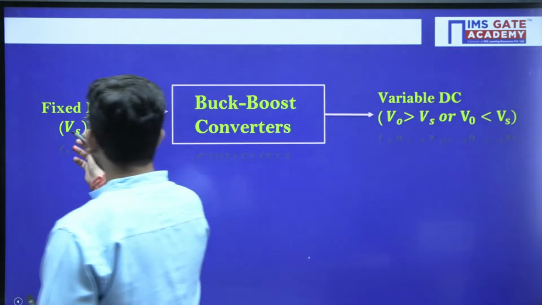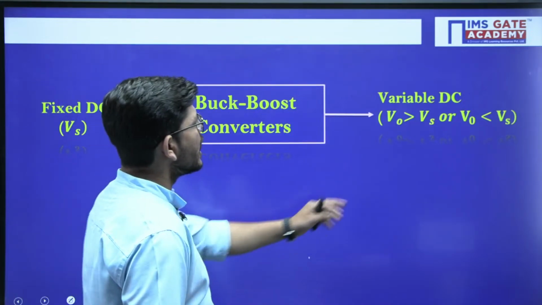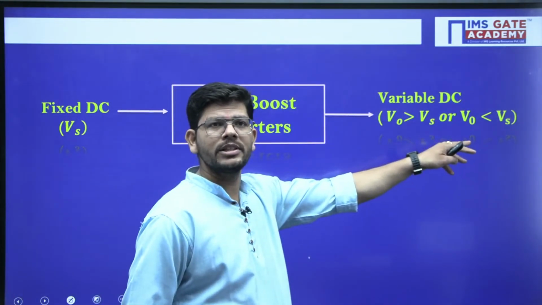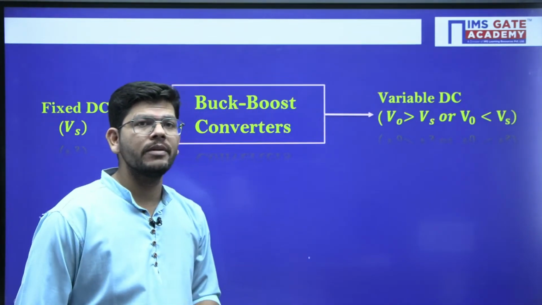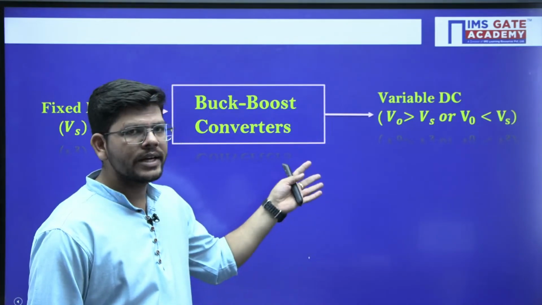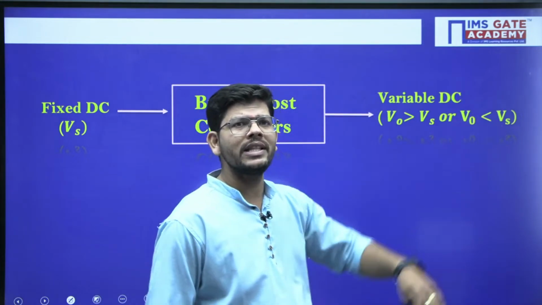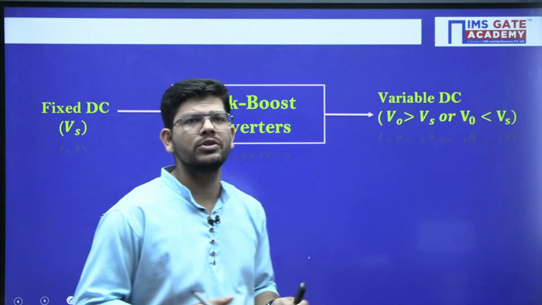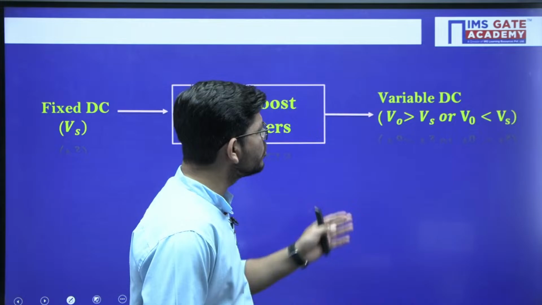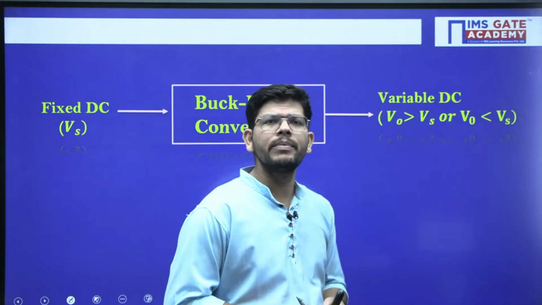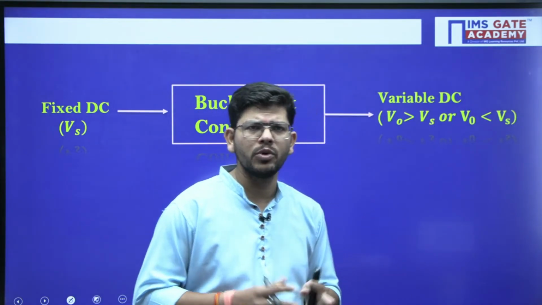If the available supply is fixed DC and you want a voltage greater than the available supply, meaning you want to step it up or boost the voltage, that is possible here. And if you want a voltage lower than the available supply, that is also possible here. So you can either boost the voltage or buck, that is step down, the voltage as well. Both solutions are here.